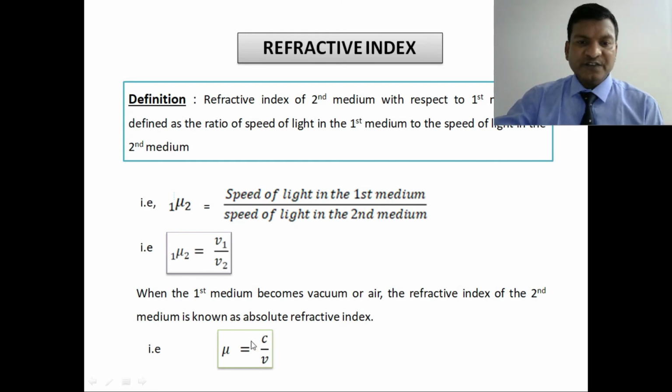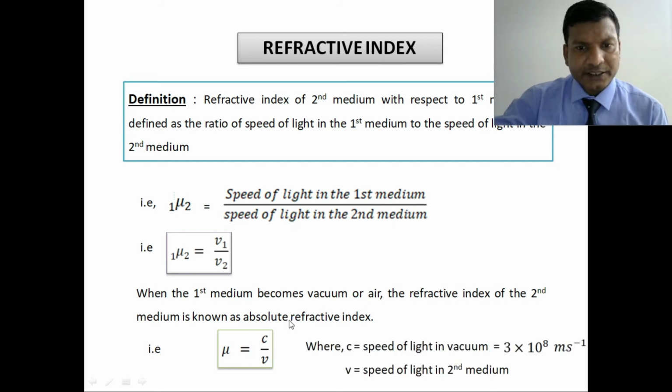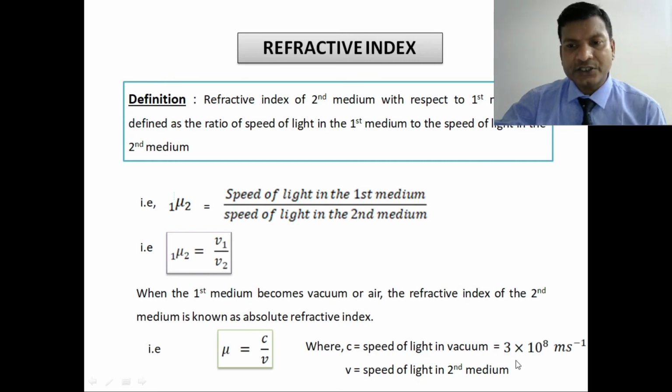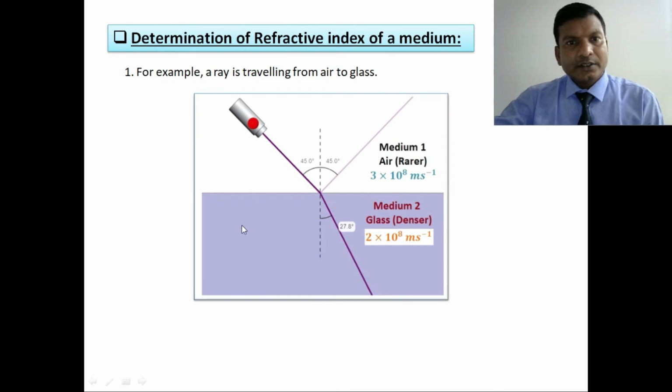So in order to define this absolute refractive index, you may write that this is the ratio of the speed of light in air to the speed of light in the medium, because we are taking any medium. So in this expression I have used the formula mu is equal to C by V, where C is the speed of light in the vacuum. The value of C you know, that is 3 into 10 to the power 8 meter per second, and V is the speed of light in the second medium. Now see, we will determine the refractive index of a medium. How can you determine the refractive index of the medium?